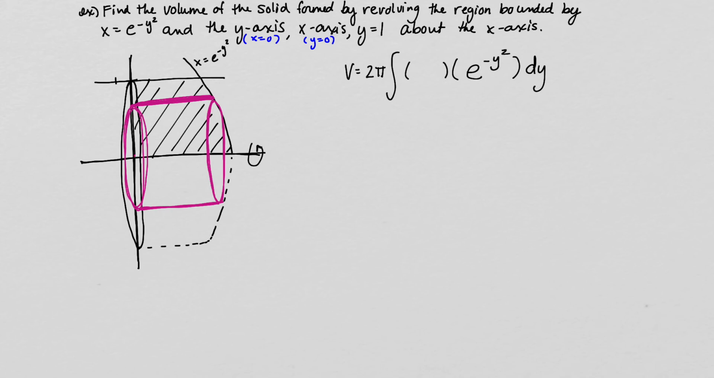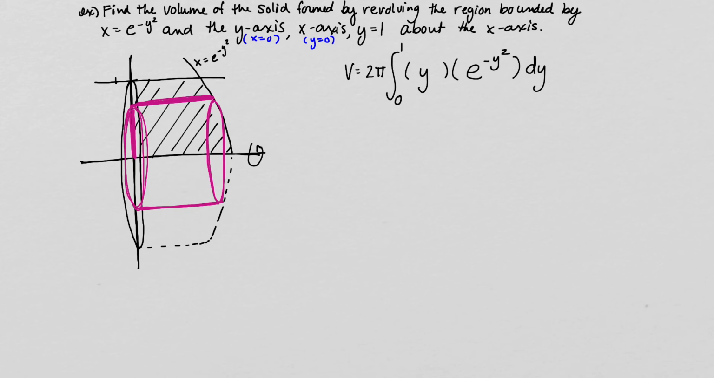And then my radius this time is going out in the y direction. So I start at 0 and I go out, so my radius is just y. And then in that original shape, where are the y's going from? They start at 0 and they go to 1. So that is the setup for the integral here.